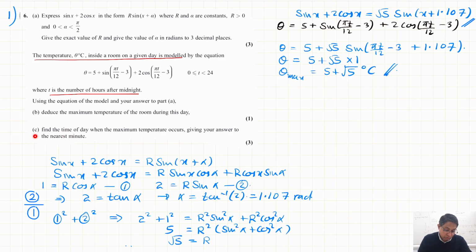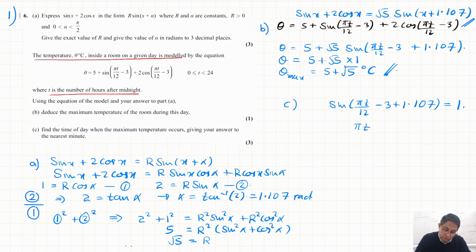Part C, they ask you to find the time of day when the maximum temperature occurs. You have to give your answer to the nearest minute. What they ask is, we need to find t when theta is maximum. We know that temperature theta is maximum when this function equals 1. So we can write sin(5t over 12 minus 3 plus 1.107) should be equal to 1 when theta is maximized. Now you can solve this equation for t.